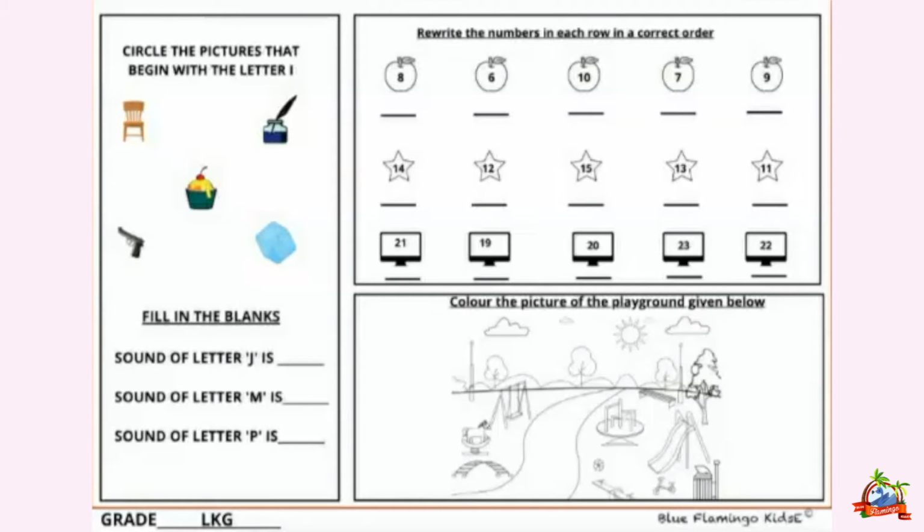Okay, so this was all about English. Let's move to the next portion, which is of maths. Rewrite the numbers in each row in a correct order. You can see 3 rows are given in 3 different pictures. The first one is an apple, second is a star and third is a computer.